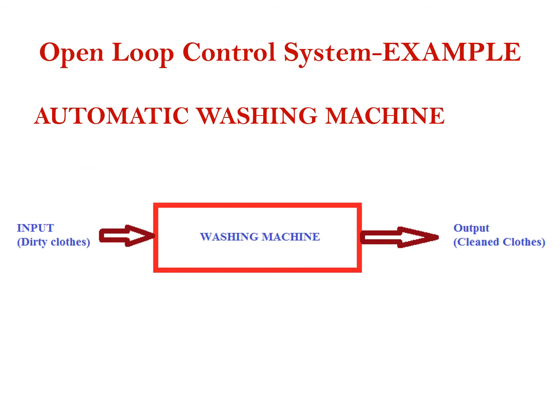Example for the open loop control system. Automatic washing machine is the example for open loop control system. In the automatic washing machine, we give dirty cloth as input and output is a clean cloth. In automatic washing machine, timer is set. After the completion of set time, the machine will stop. It does not detect whether the clothes are cleaned in set time or not. So, the automatic washing machine is a open loop control system. Okay, these are the open loop control system. Open loop control system will not produce the accurate result, but it is simple, very less number of components are used.